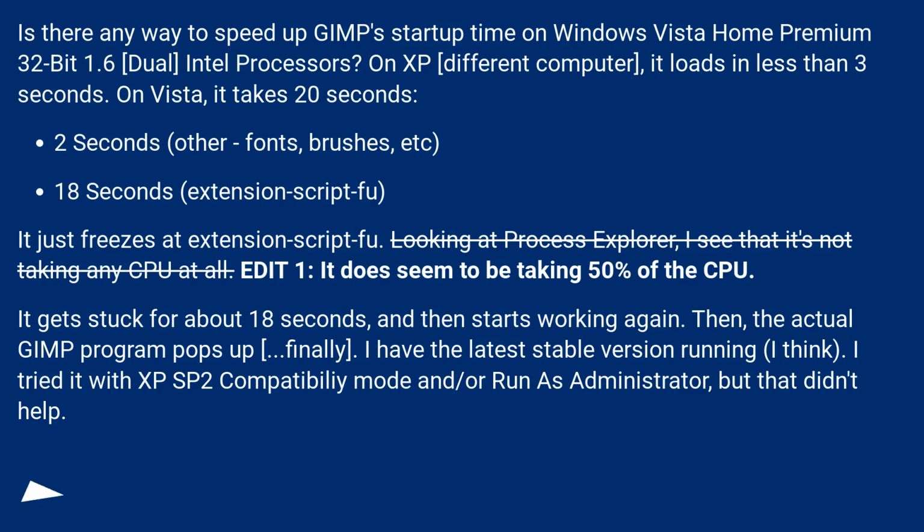2 seconds for the other things: fonts, brushes, etc. 18 seconds at "extension script foo". It just freezes at extension script foo. Edit 1: it does seem to be taking 50% of the CPU. It gets stuck for about 18 seconds, and then starts working again. Then the actual GIMP program pops up, finally.